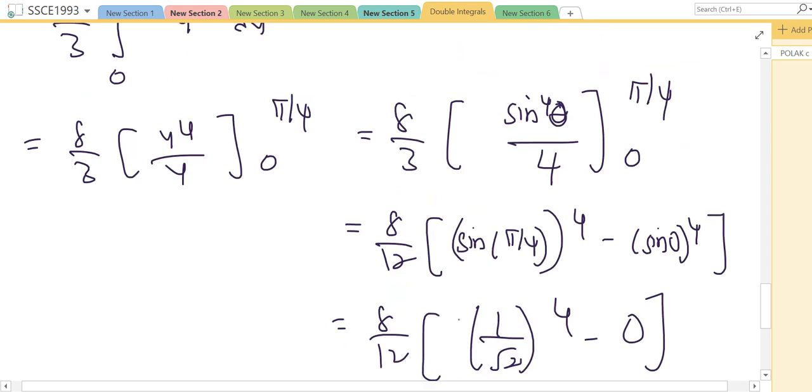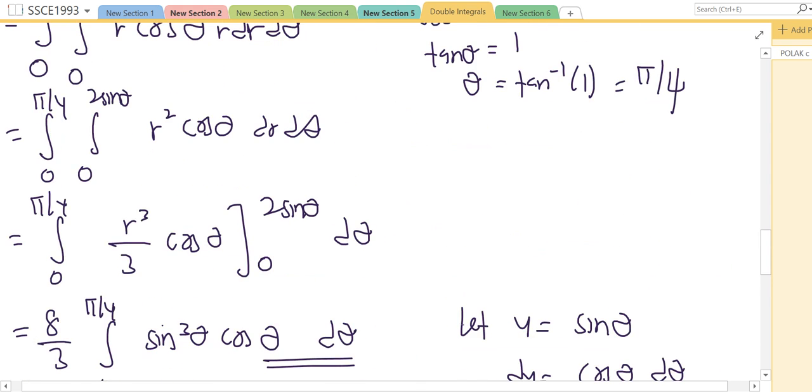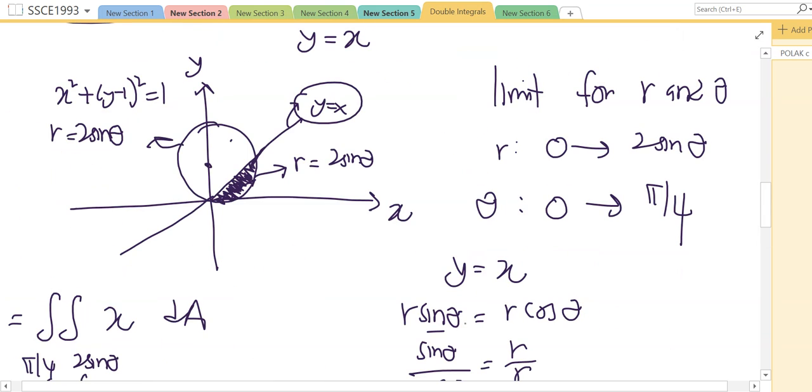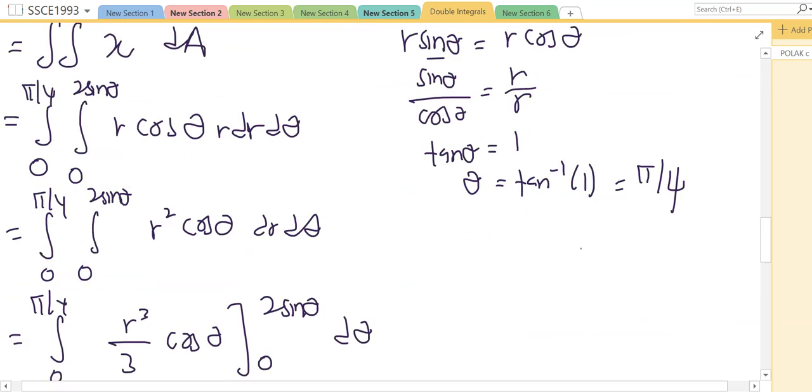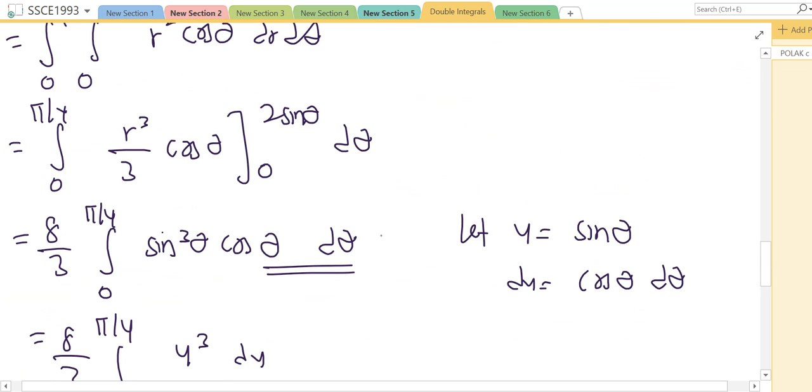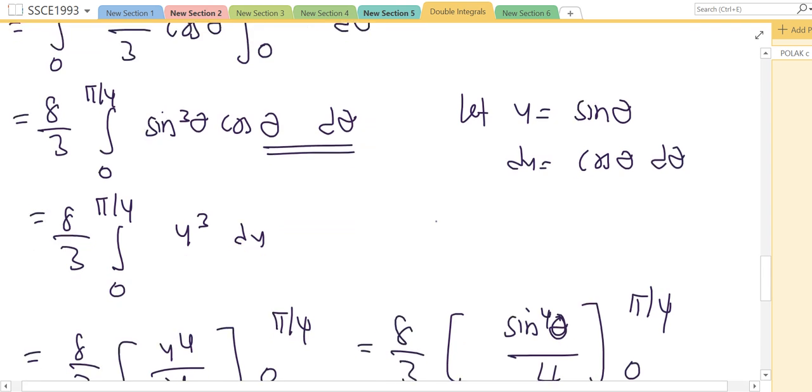Make sure that you get the correct shaded region, get the correct limits, and whenever you have difficulty integrating, make sure that you revise whatever method you have learned previously: method of substitution, tabular method, integration by parts, or maybe partial fractions.